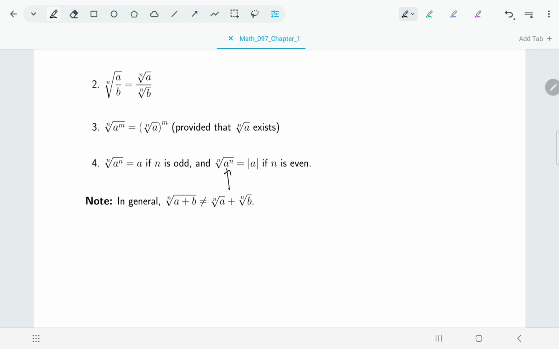So it doesn't matter if the inside was negative to begin with or positive to begin with. Because we're raising it to an even power, we're going to get something positive out of it, which means that, yes, they'll sort of cancel each other out, the root and the power, but it won't give us our original number back. It will give us the absolute value of our original number.